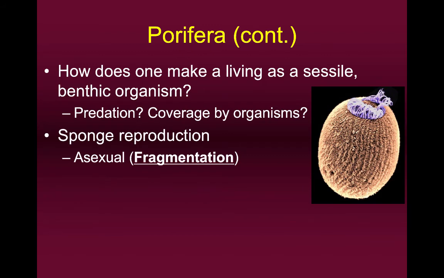In terms of reproduction, there are some different variations of this. Sponges can reproduce asexually through what's called fragmentation, which is where a part of a sponge breaks off. Maybe it moves with the current a little ways away, and it attaches to the substrate there. That would essentially form a clone of the original individual, and that's actually pretty common.